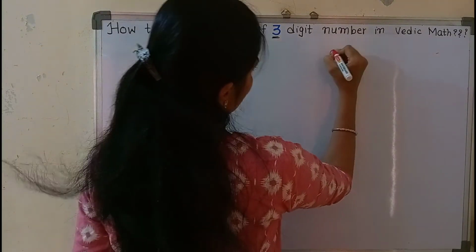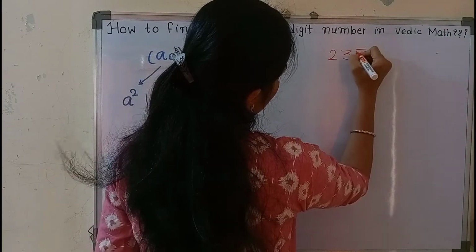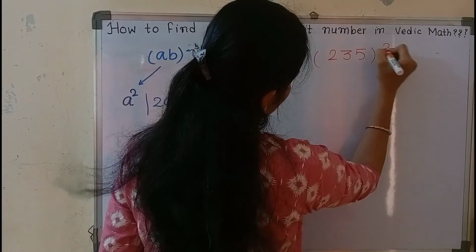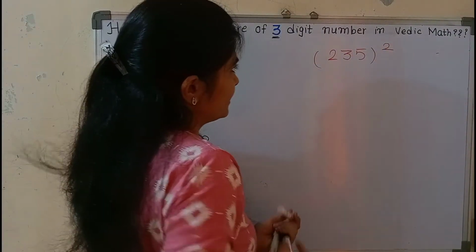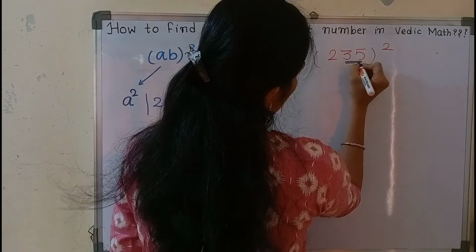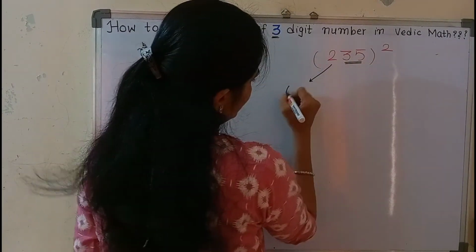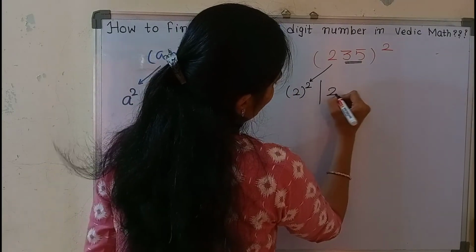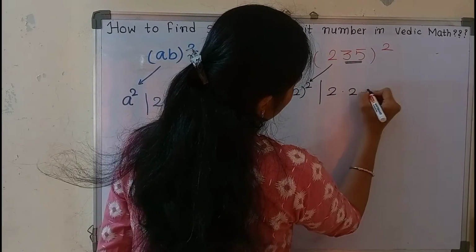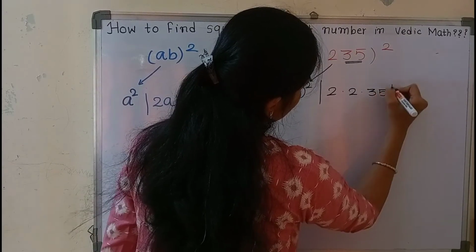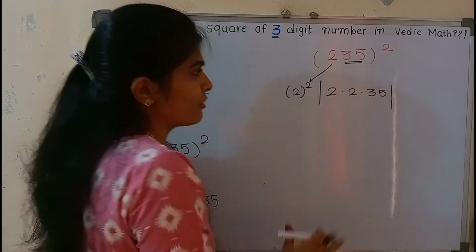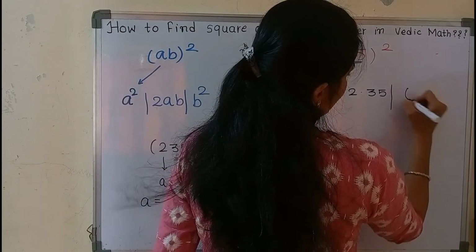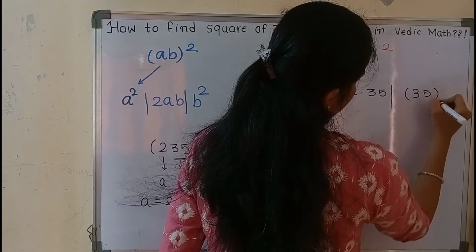So first we are going to write down the number 235. Square of 235. I considered 35 as just one digit. So first I need to write down the square of 2. Then I need to write down 2 times 35. Please keep this in mind, not 2 times 3 times 5, okay? And last we need to find the square of 35.